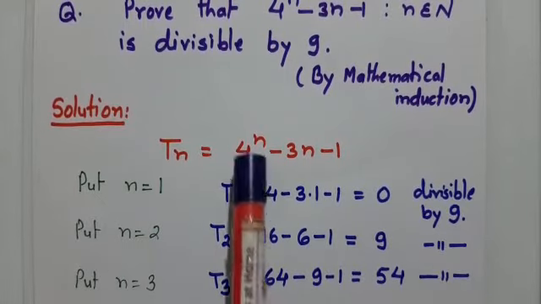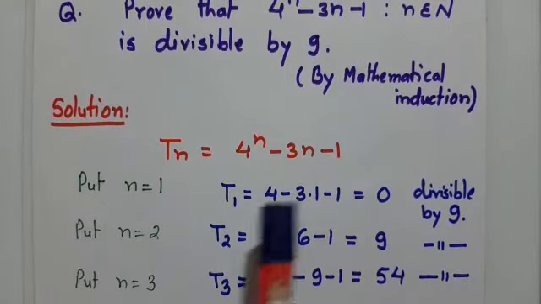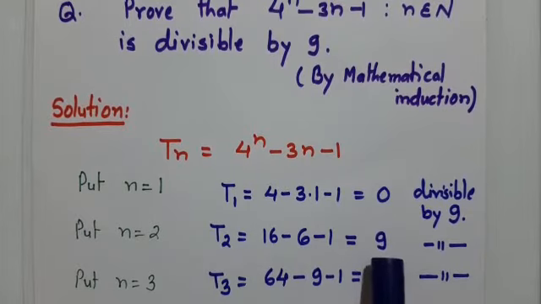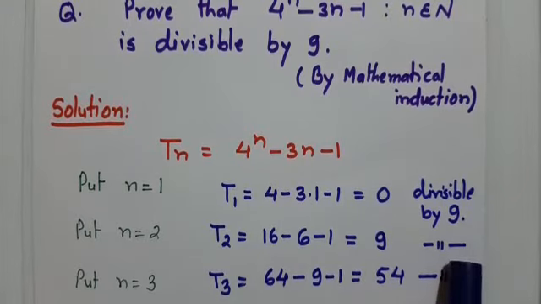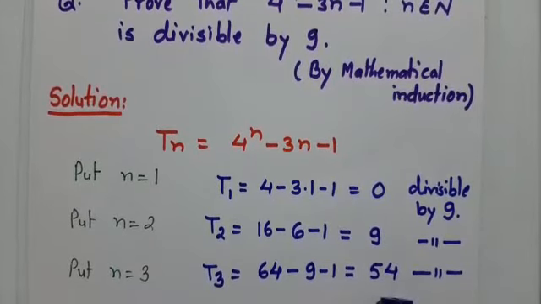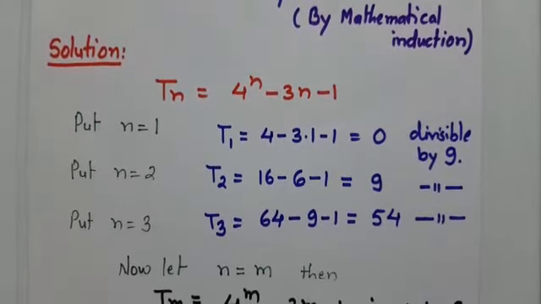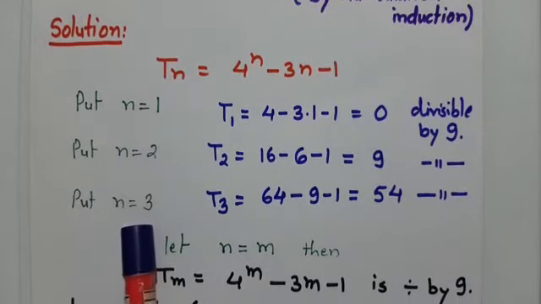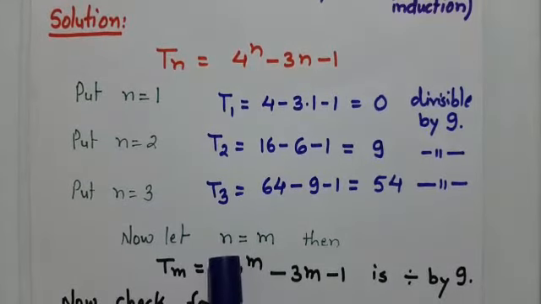Now put n equal to 2. T2 equal to 9 and 9 is divisible by 9. T3, that is 54, then that is divisible by 9. Now we can consider, let n equal to m. It is true for 1, 2, 3, then it will be true for n equal to m.